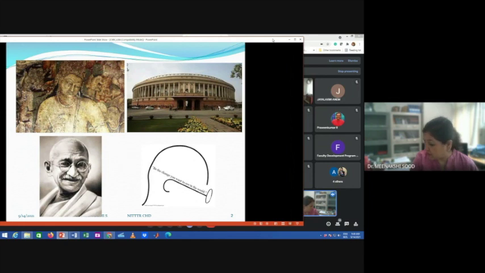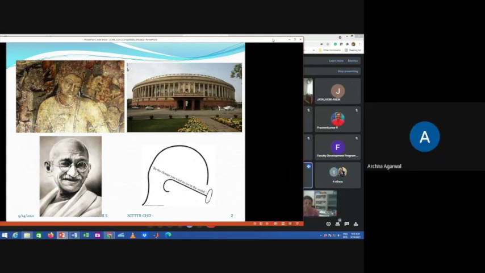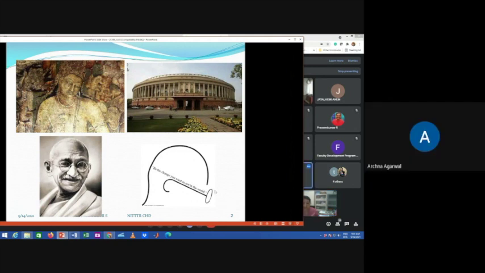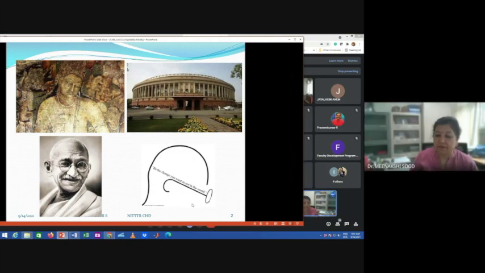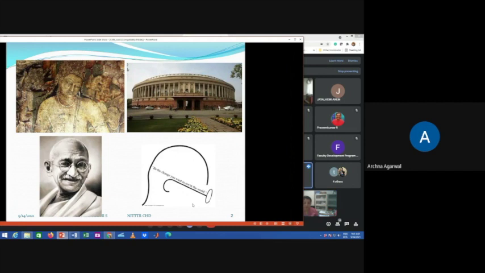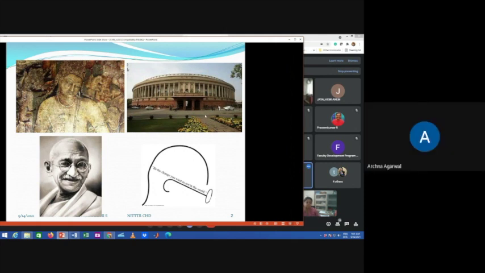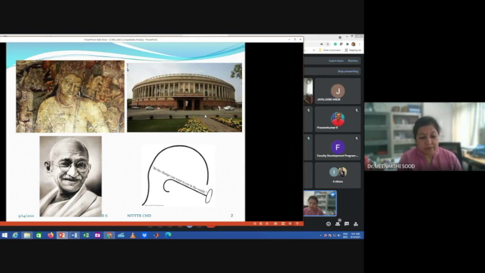Anyone from the audience? Ma'am? Gandhi ji. Okay, this is Mahatma Gandhi. And what about this picture? This is also a Gandhi ji picture. And this picture? I can't recognize this. Anybody? Okay, Mahatma Gandhi is okay. Good.